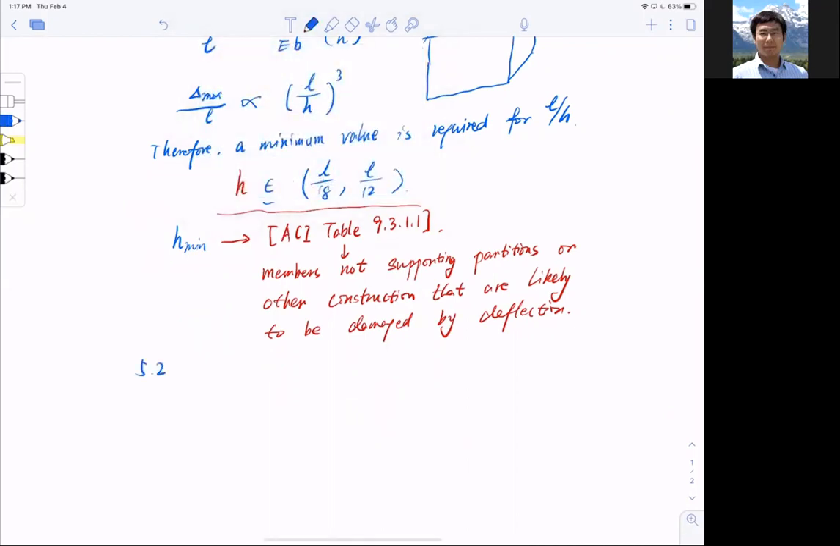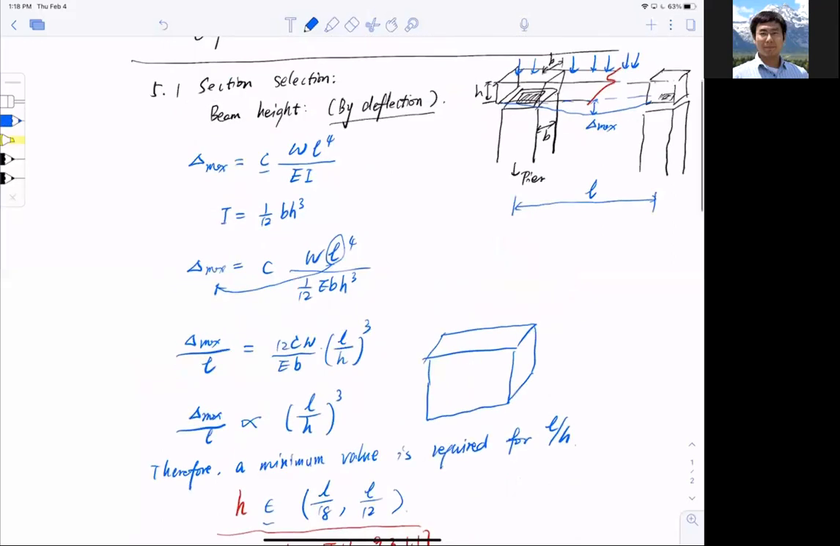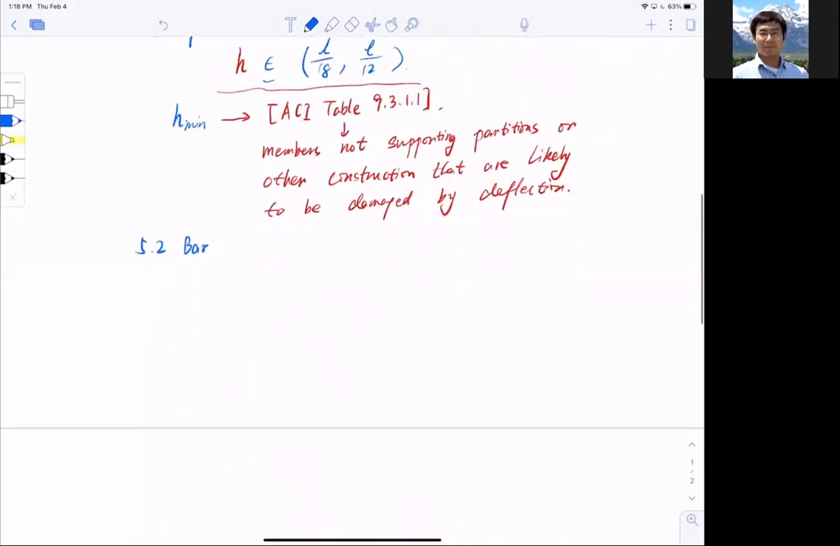Now, the second one is the bar detailing. Okay, so now I know the section width, because that's determined by the supporting members, and the height is determined by the span length. I have a section. I need to know how to put my bars in it. So bar spacing and correspondingly concrete cover. Okay, and you can find this in ACI 25.2.1. And if you have the textbook, this is in chapter 5, section 3.